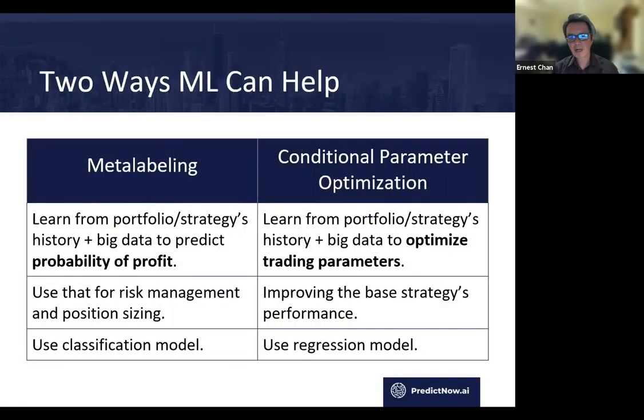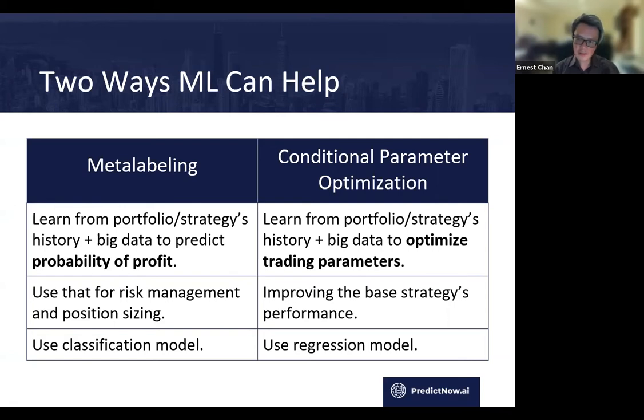So now, some of you have heard of other machine learning techniques that are applicable to finance. In particular, you may have heard of meta-labeling. So it is worthwhile to understand what's the difference between meta-labeling, which is quite well known since the publication of Advances in Financial Machine Learning by Dr. Marcos Lopez de Prado, and our notion of conditional parameter optimization.